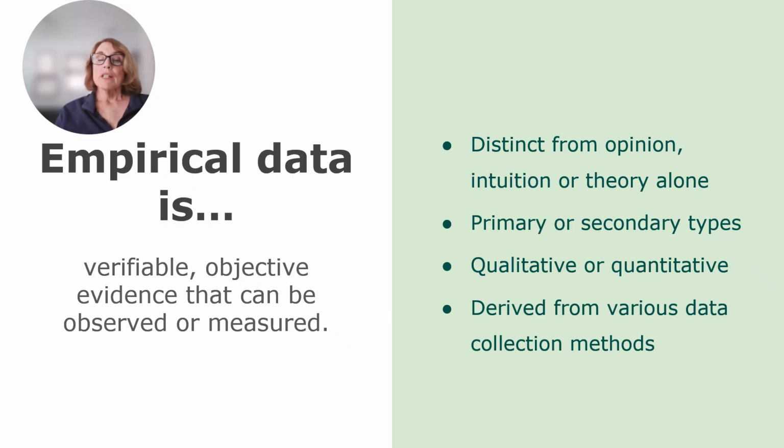There are said to be two main types that we think about in this course, primary or secondary, and I will have another slide on that shortly. Either primary or secondary types of empirical data can be qualitative or quantitative, and either are derived from various data collection methods, which we'll touch on also.